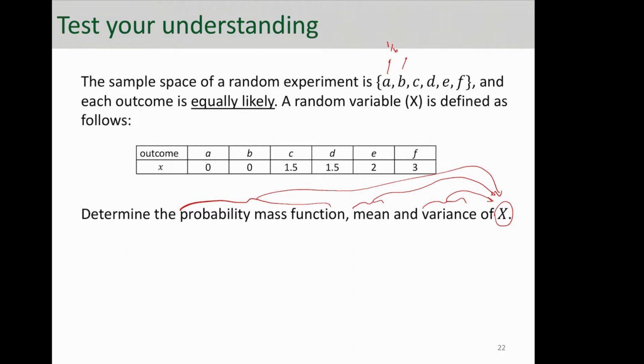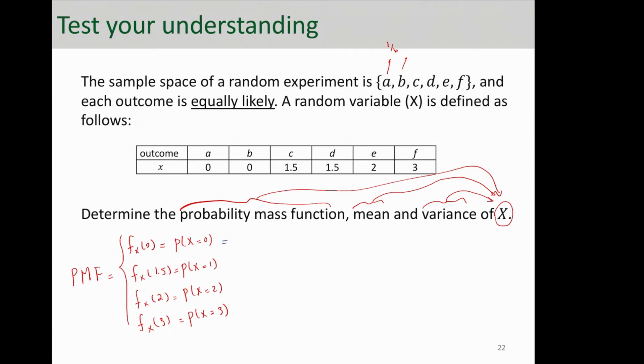When we are developing a PMF, first of all, you need to list the probability of all possible values of x. All possible values of x are 0, 1.5, 2, and 3, so f of x at 0 needs to be calculated, f of x at 1.5, f of x at 2, f of x at 3. And what they mean is the probability of x when it's equal to that value.